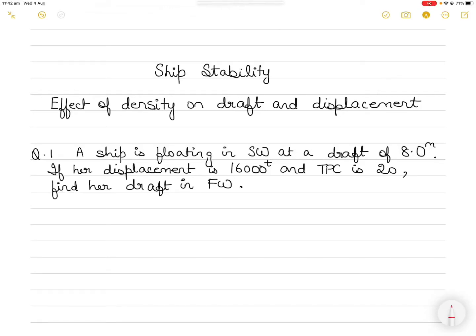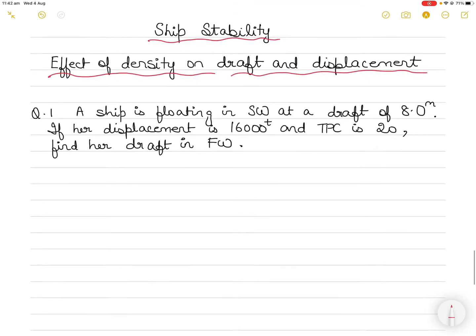Hi everyone. In today's video, I will take up two questions in the topic of ship stability, and these two questions will focus on the effect of density on ship's draft and displacement. If you have access to Captain Subramaniam's Ship Stability Nutshell series book, then this is from book 1 or Ship Stability 1, exercise 5, and I'll be discussing question number 1 and 2 today.